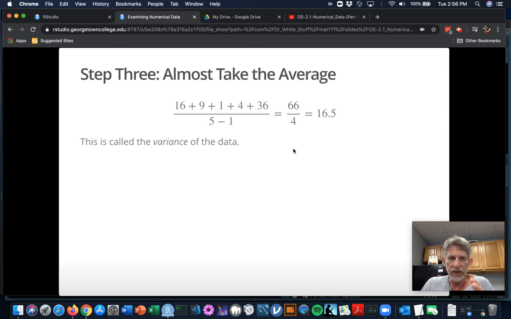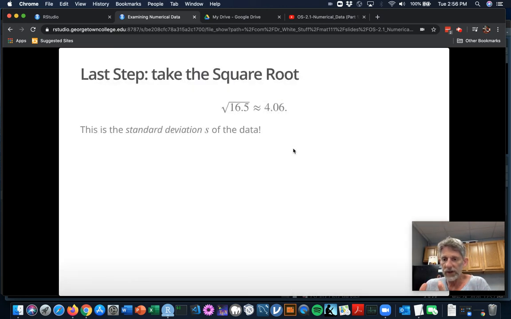We go one more step. The last step is to take the square root of the variance, the square root of 16.5, and you get 4.06. That's the standard deviation. So R is going through that process in order to compute the standard deviation whenever you call up that SD function on a variable in some data.